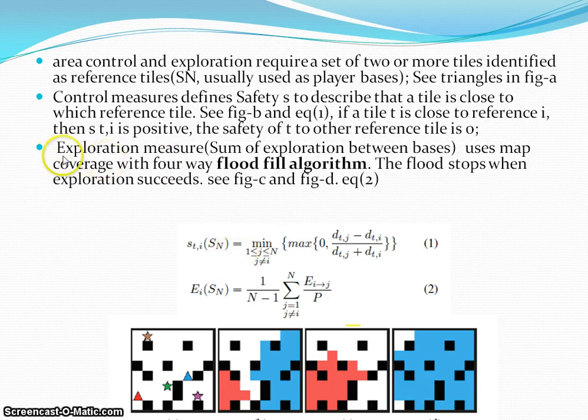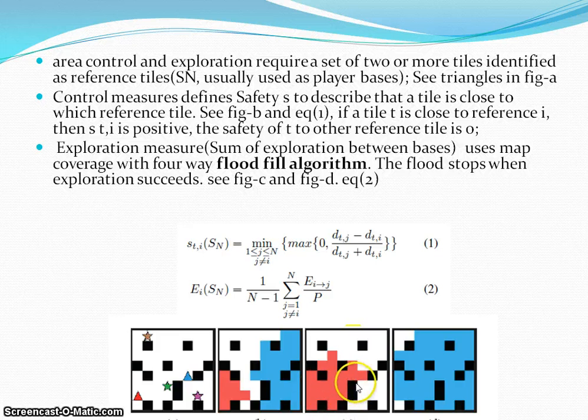And the third method is the exploration method. It is the sum of exploration between bases. It basically uses the map coverage with a four-way flood fill algorithm. So what does the flood fill look like? Basically it starts from the base point and then goes over all the tiles around. It looks like a flood until the flood reaches the target position, the other triangle, and it stops.